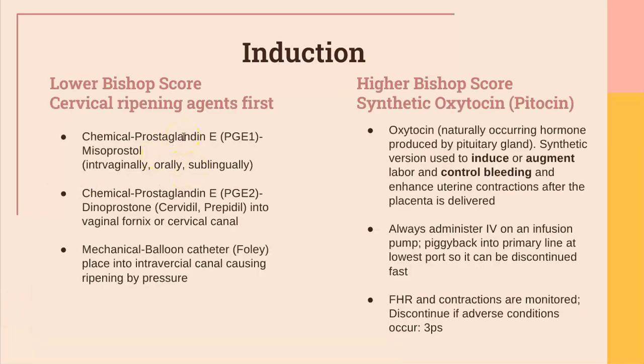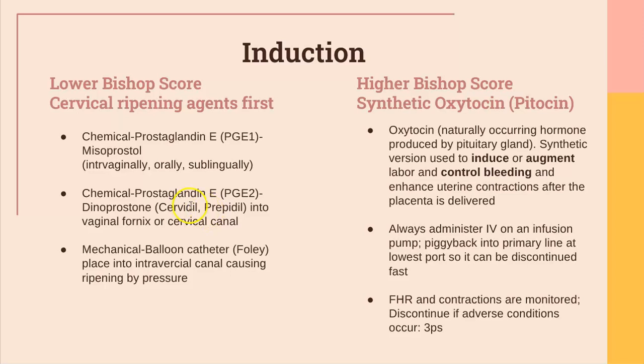So chemical would be a prostaglandin E, so a synthetic prostaglandin such as misoprostol. You can use it intravaginally, you can administer it orally, sublingually. Most of the time during an induction, patients will get 25 micrograms vaginally. Another option for a chemical prostaglandin is dinoprostone, so Cervidil or Prepidil. That's directly into the vaginal fornix or cervical canal.